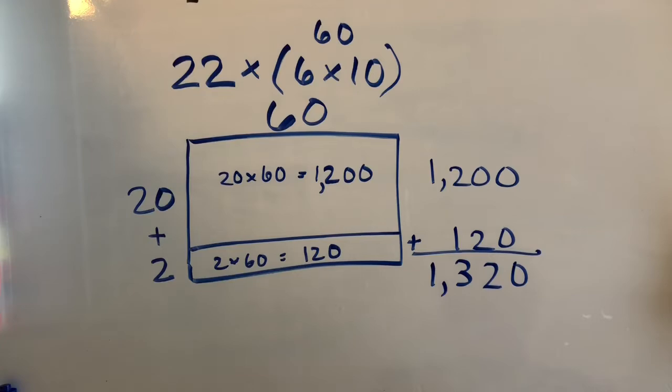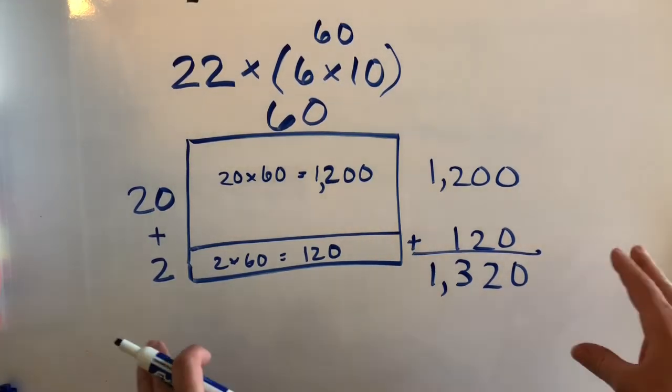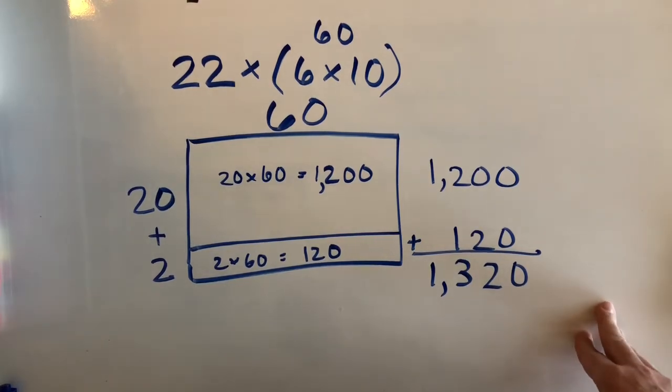So it is 1,320. Again, this is called the area model. Just a reminder, we have talked about this before. I wanted to refresh your memories and do this one problem again.